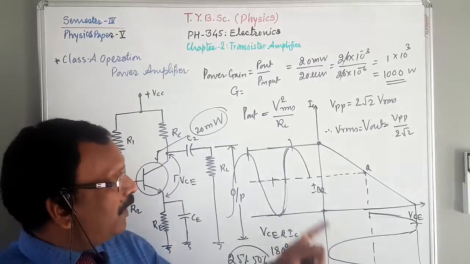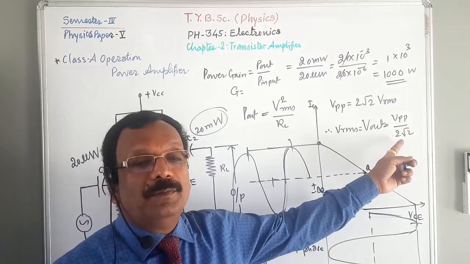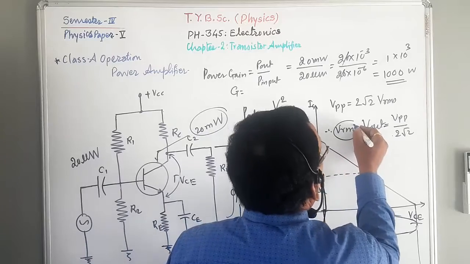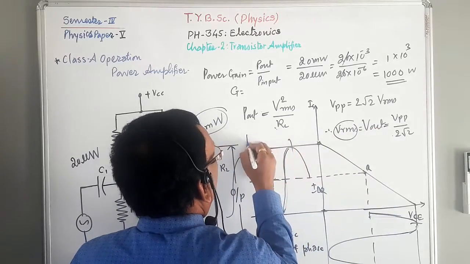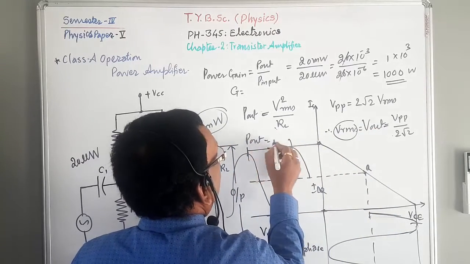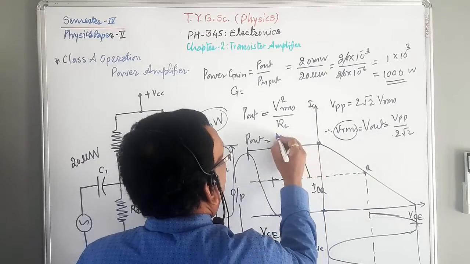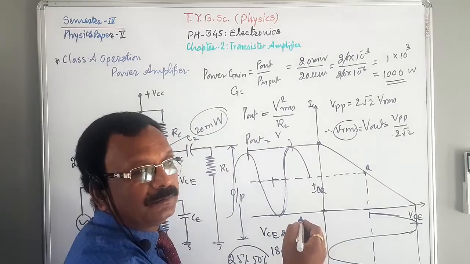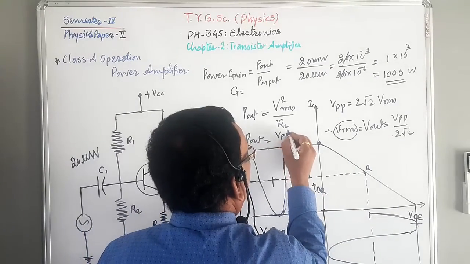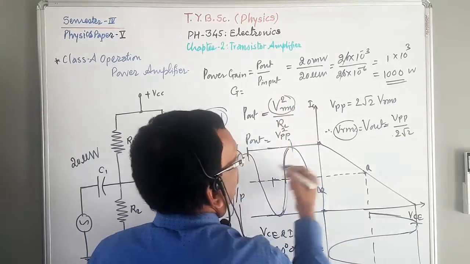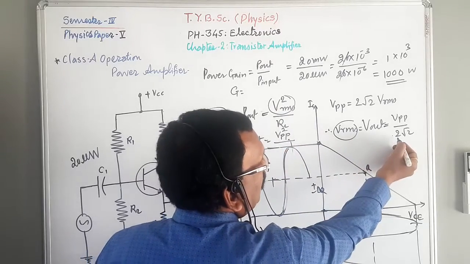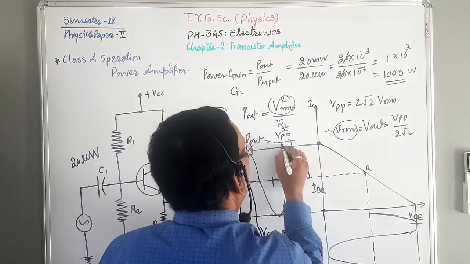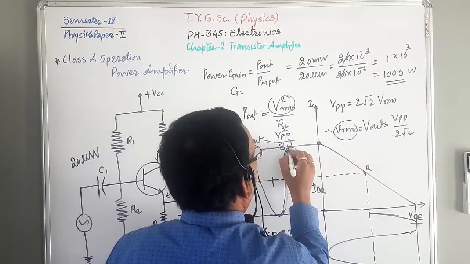Once we get VRMS, we substitute this value of VRMS in this equation. We have P out equal to VPP square, and the square of 2 root 2 is 8, so P out is VPP square upon 8 RL.